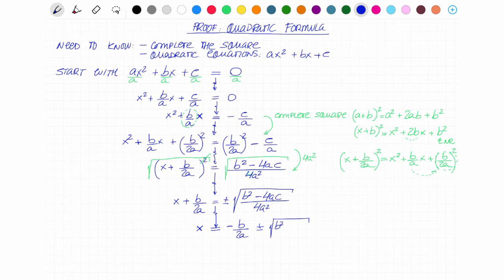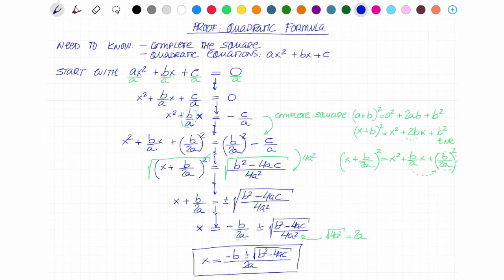And now, if we want to simplify these two fractions and leave it as one fraction only, that's actually very straightforward because the square root of 4a squared is 2a, which happens to be what I've got there. So now x equals minus b plus or minus the square root of b squared minus 4ac, all of that over 2a. And we solved a quadratic equation just by substituting the coefficients.